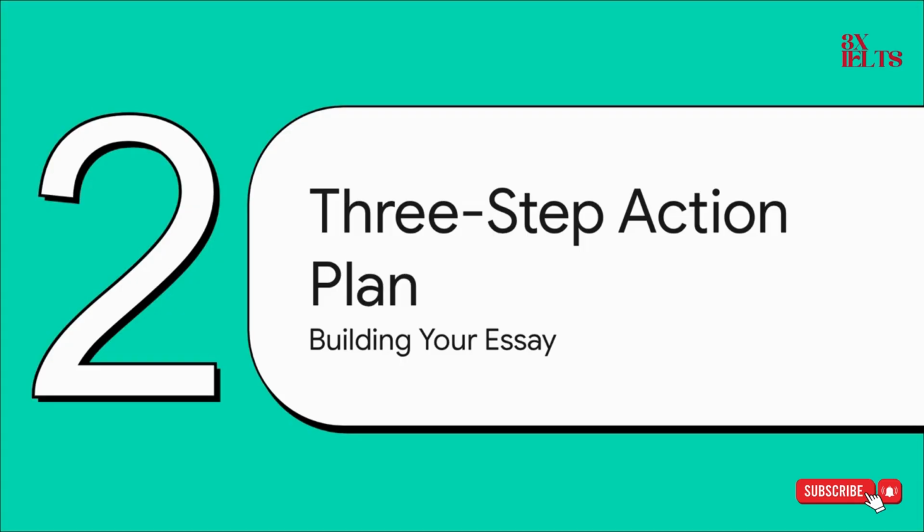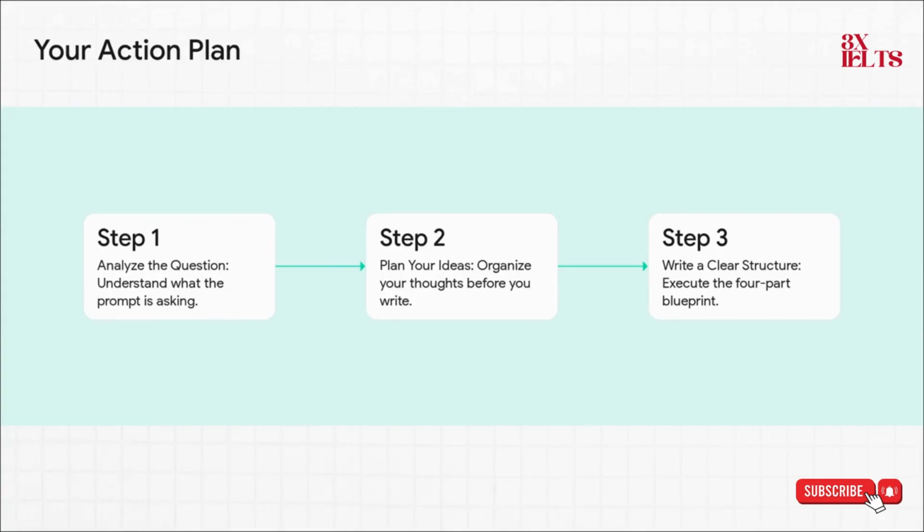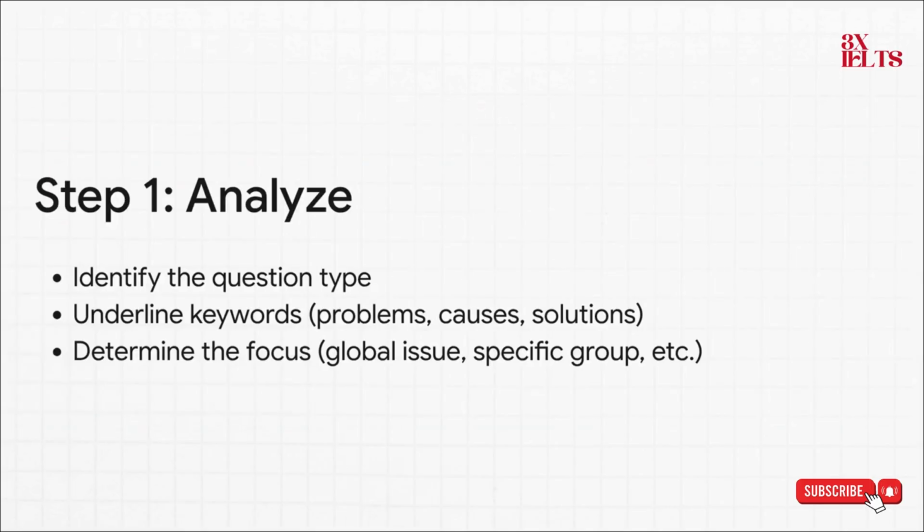Here is a 3-step action plan you can use the moment you sit down and see that question on the screen. Before you even think about writing a single sentence, you need to follow these steps. Analyze, plan, and then write. It's a simple sequence, but honestly, skipping those first 2 steps is where so many people go wrong. First, you have to analyze. Don't just read the prompt, you need to dissect it.